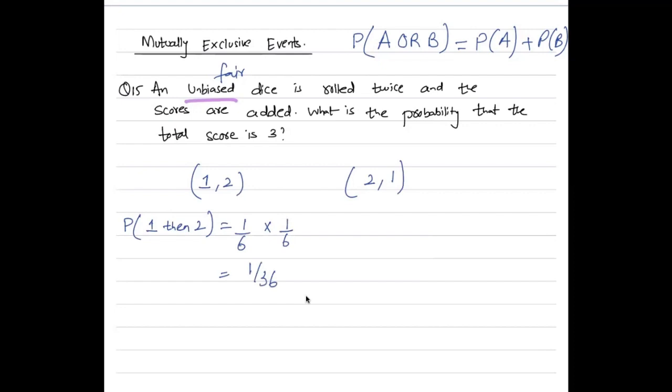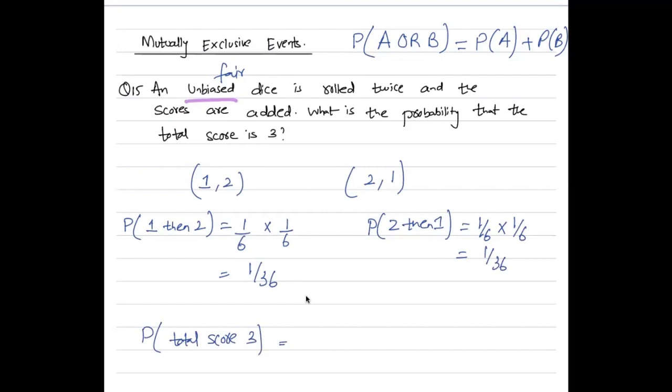Okay, now what if I want the probability that I get 2 on the first die followed by 1. What is the probability of getting a 2 on the first dice? 1 over 6. And 1 on the second dice? 1 upon 6. So that's going to be 1 upon 36. Okay. Now I want the score of 3. What is the probability that the total score is going to be 3? Over 36.